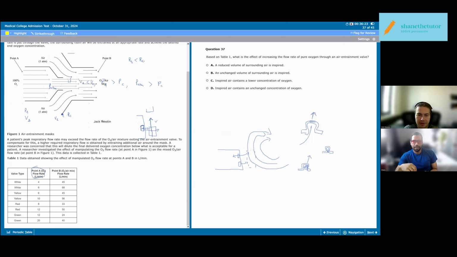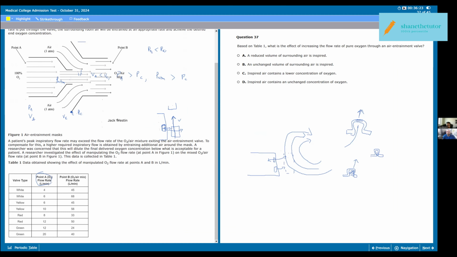I mean, if you increase the volume, the velocity, that would decrease the pressure. You said if you increase the velocity? Yeah, because if you increase the flow rate, if you increase, right?